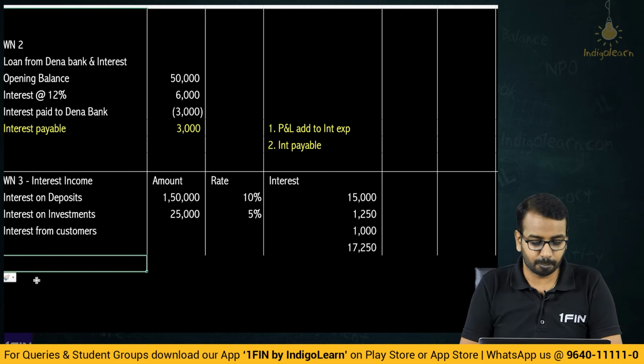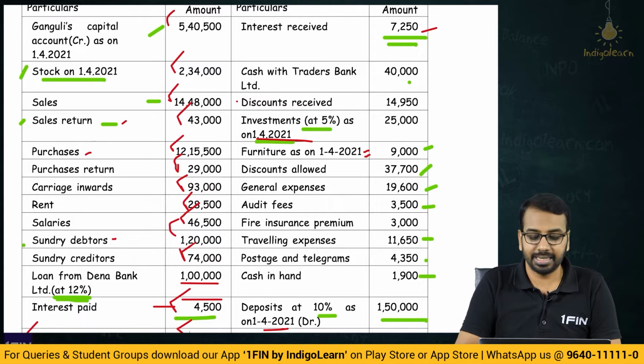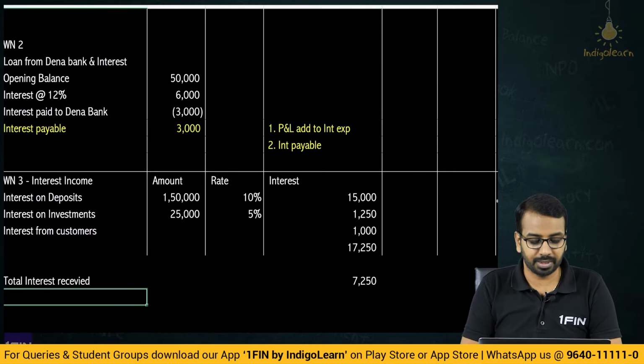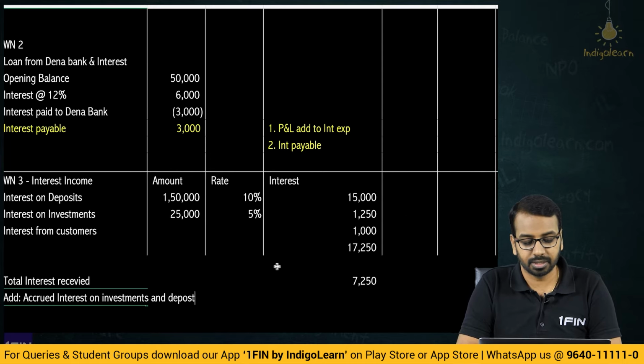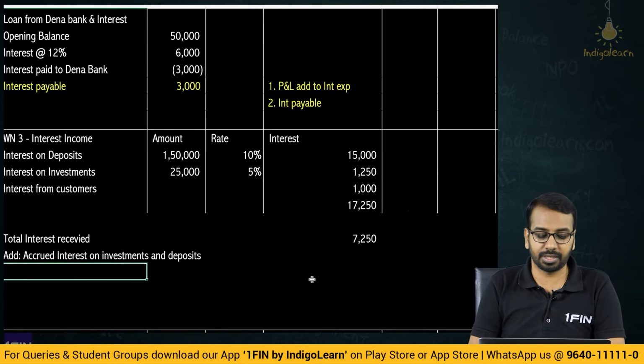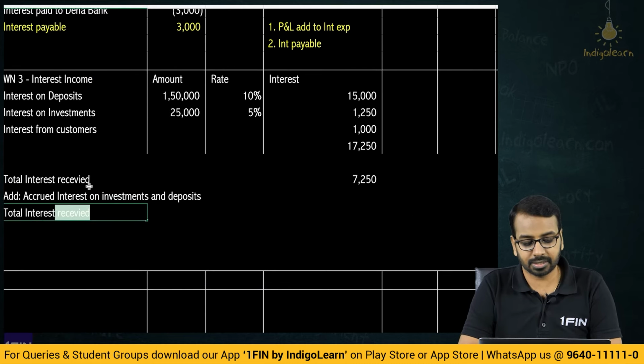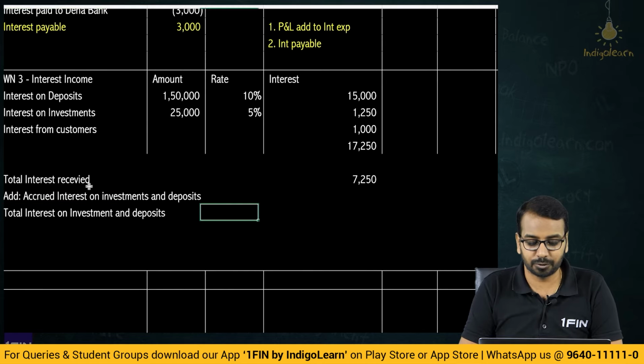Another way to calculate is total interest received, what they have given to us in the question is 7,250. Okay, add interest due, add accrued interest on investments and deposits. Sir, how much is the accrued interest on investment and deposit? See, total interest on investment and deposits is how much? 15,000 plus 1,250, 16,250.